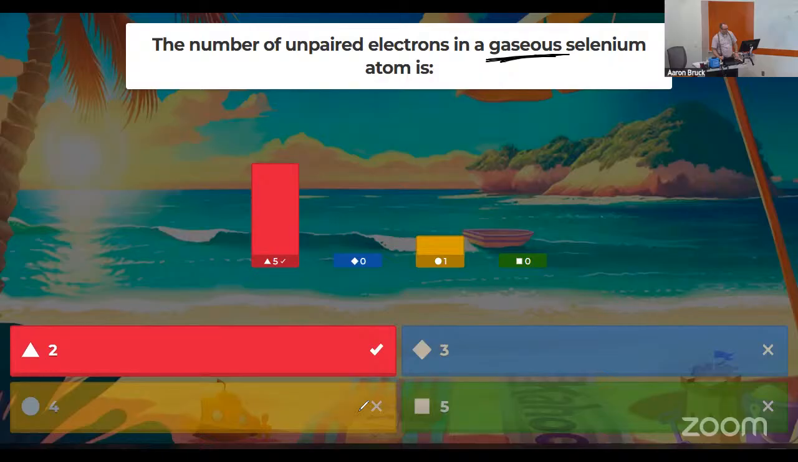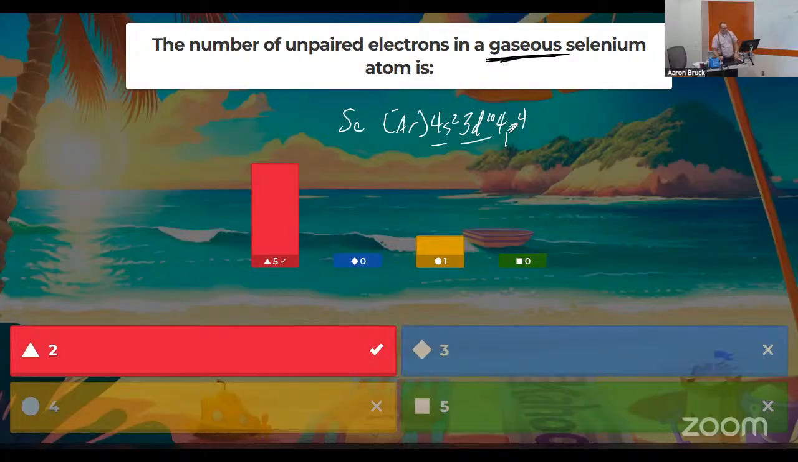What we need to do is look at selenium's electron configuration. We'll just use the noble gas configuration here: argon 4s2, 3d10, 4p4. Now, the reason we can do that is because since we're being asked about unpaired electrons, we know that all of the core electrons, the ones represented by argon here, are all going to be paired up because all of those sublevels are filled. And we know that this sublevel is filled, so everything's paired. This sublevel is filled, so everything's paired.